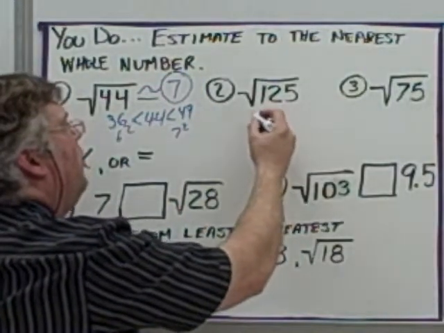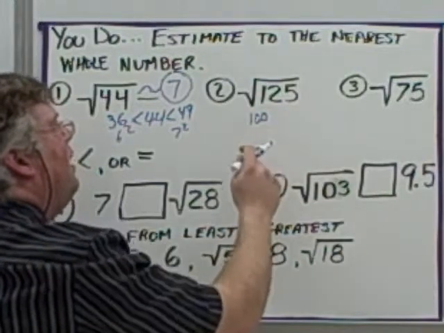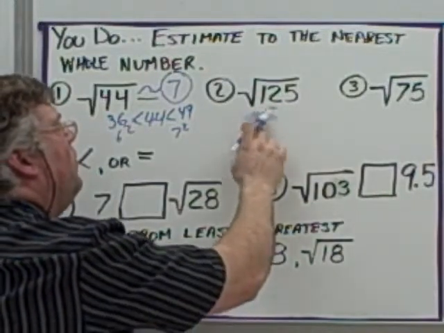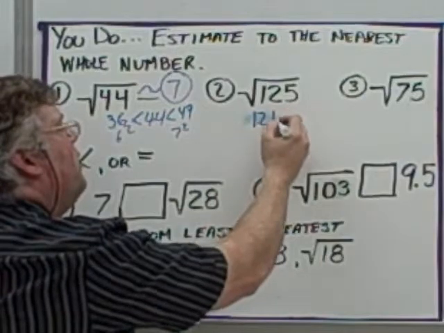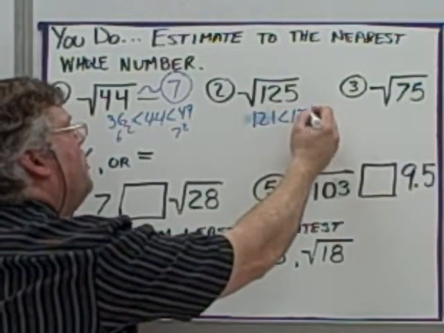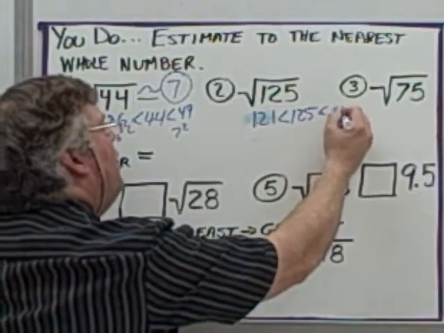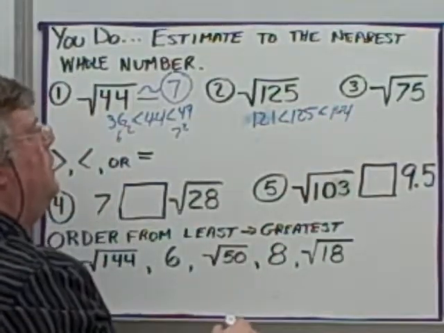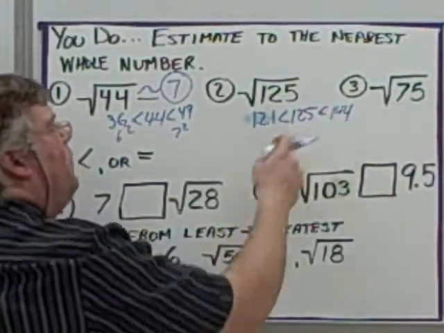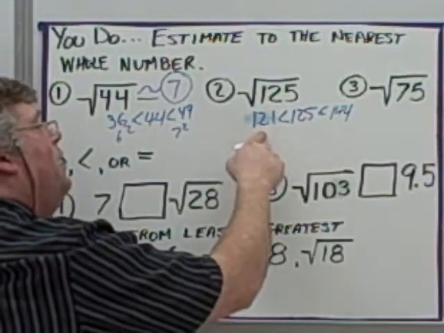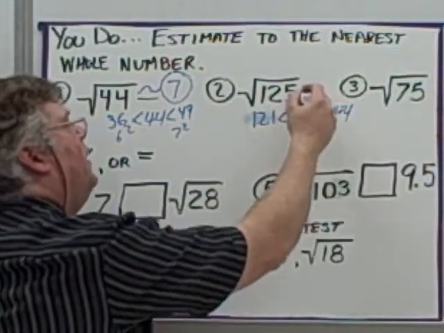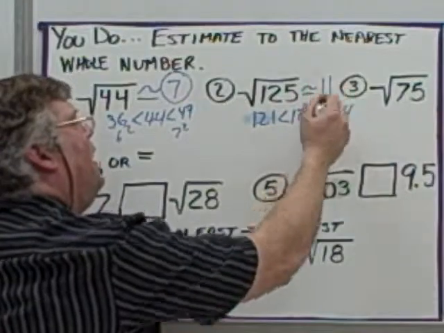122. Well, I know that 100 is 10 squared, and that's still not close enough because 11 squared is 121, which is still less than 125. Next one up from there is 12 squared, which is 144. Is it closer to 121 or 144? 121. The square root of 121 is 11.